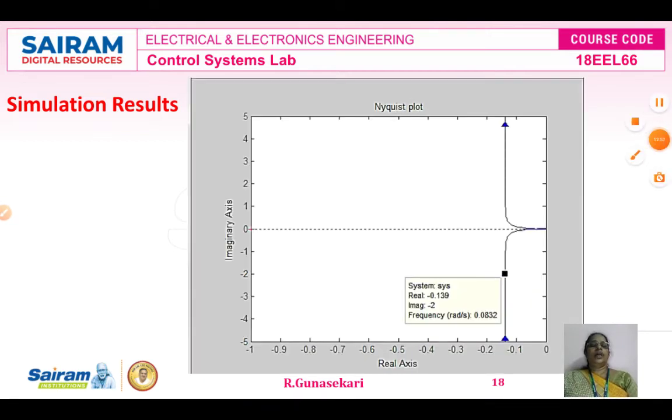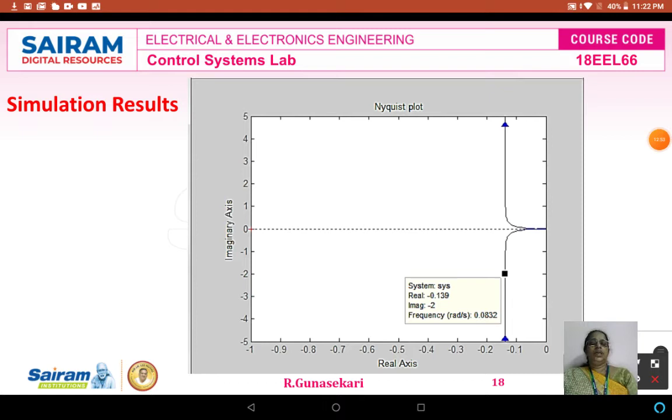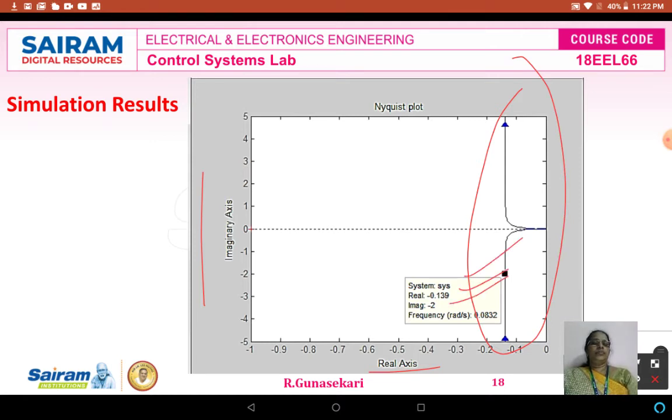Then the Nyquist plot. X-axis is the real axis, y-axis is the imaginary axis. You see this is the Nyquist plot of the system: real axis, imaginary axis, and the frequency in radians per second.